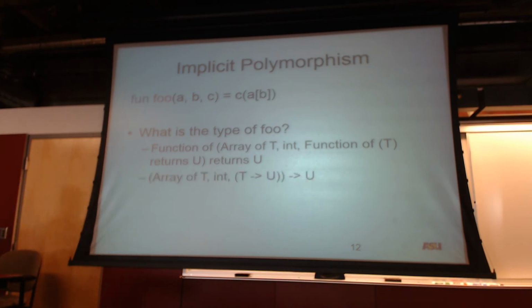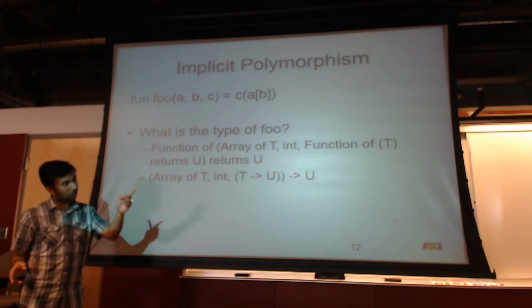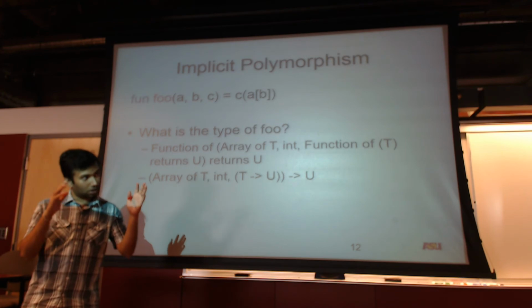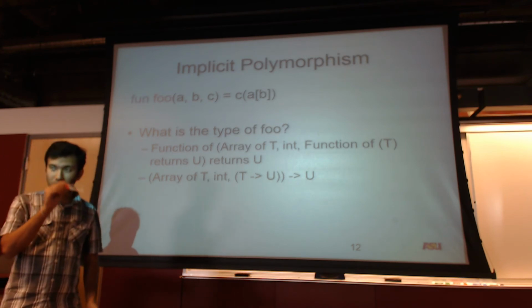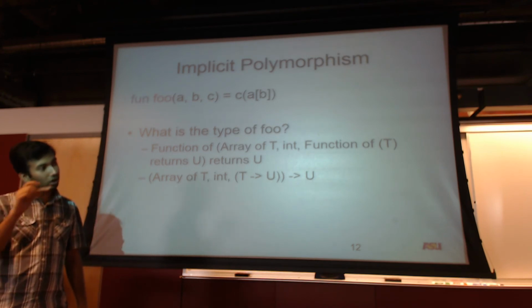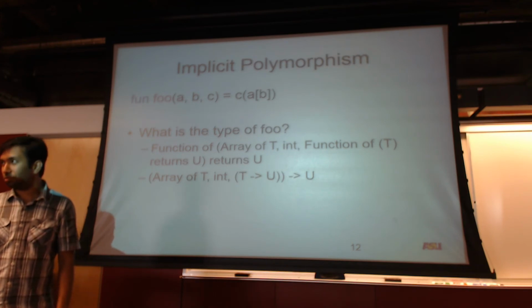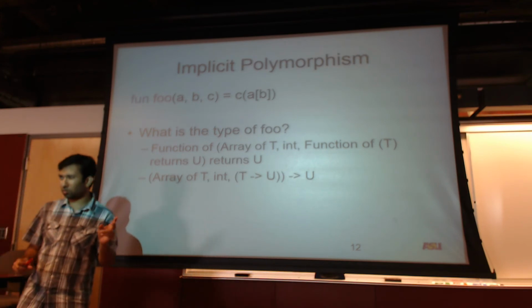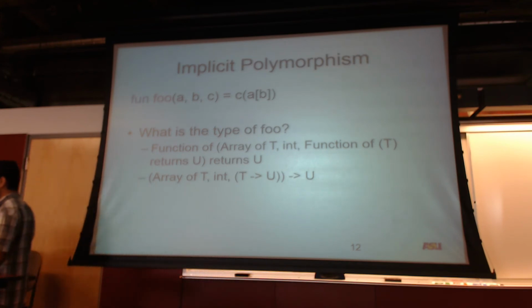So how do we again represent this using our technique or format? Within parentheses, we say array of T comma int, and then again within parentheses we say T right arrow U, and then finally right arrow U. So this format is pretty easy to understand, but you have to keep this in mind.